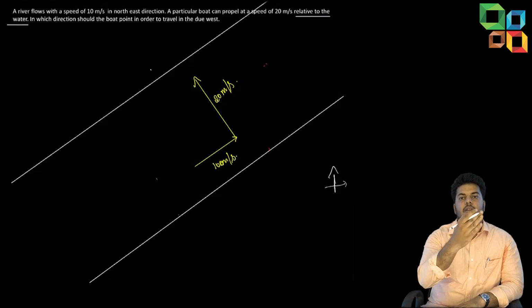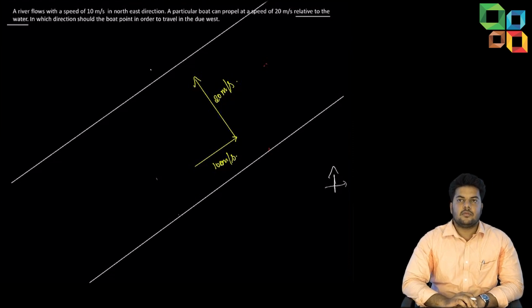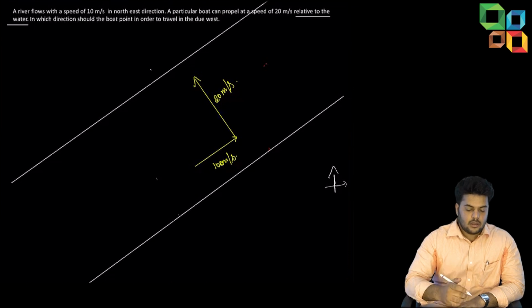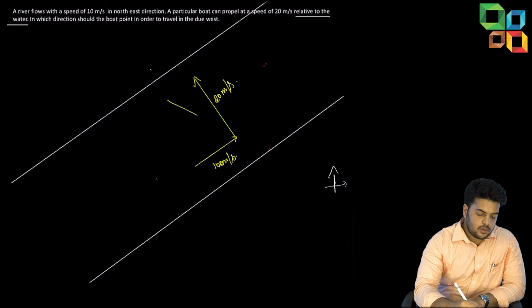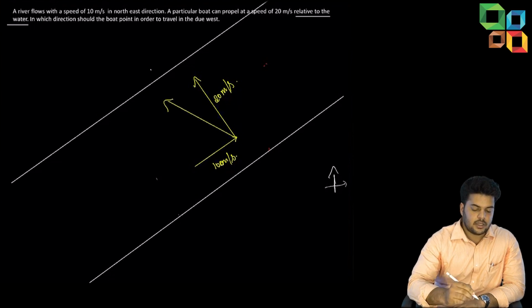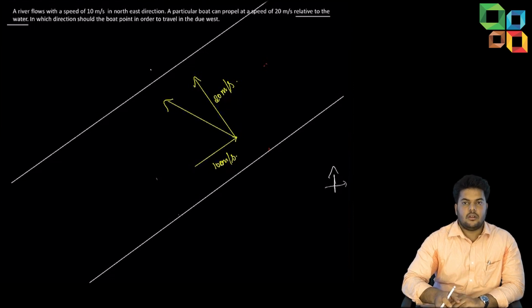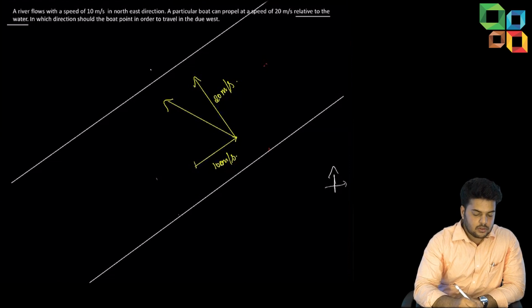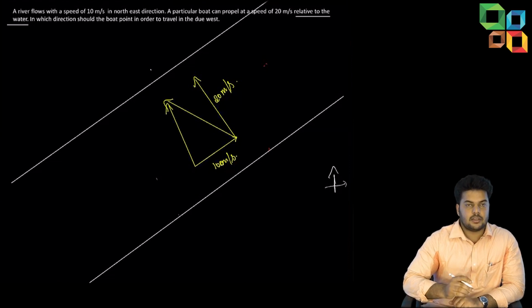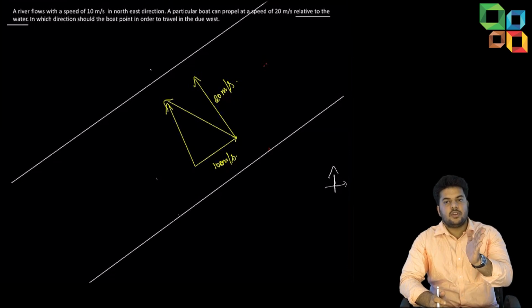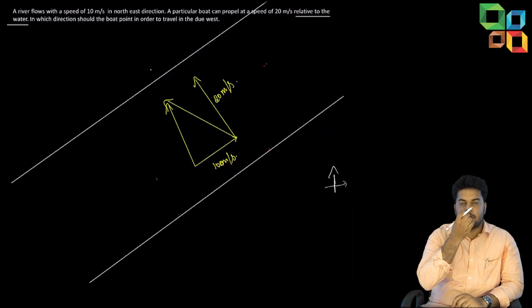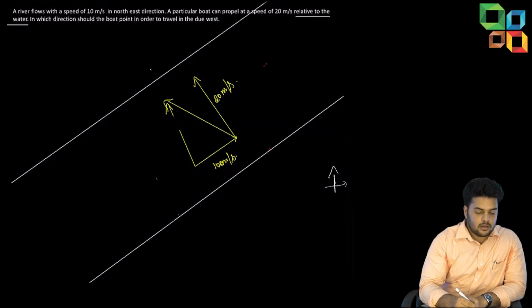So if I go perpendicular to the river, will I be going westwards? No, you don't go westwards, right? If I go slightly to the right, will I end up in the west direction? Can you see that picture? When you add these two arrows, you are almost getting the west direction there, isn't it? The boat seems to be going almost towards the west, but we want it to go completely towards the west. So what should we do? We should make the angle a little bit greater than that.